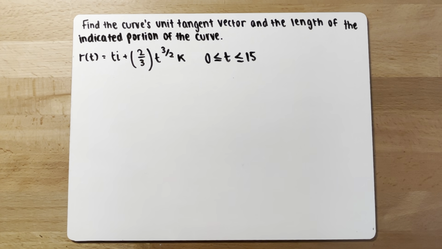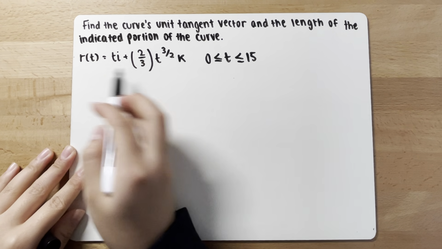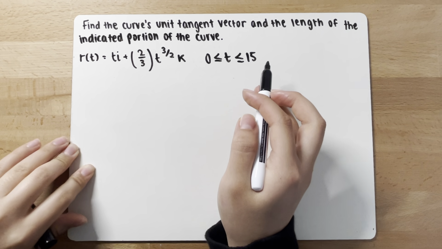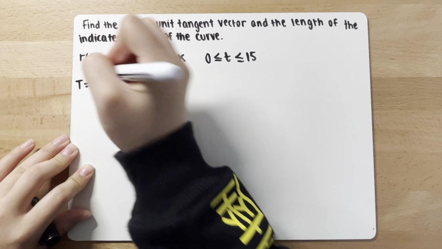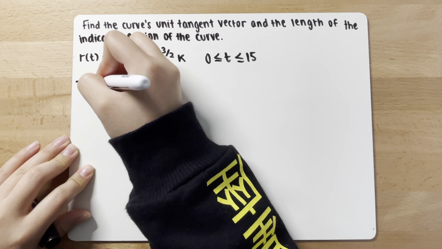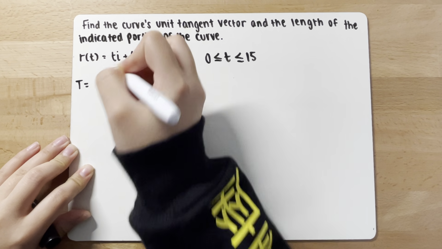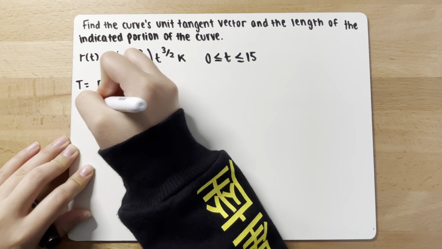Find the curve's unit tangent vector and the length of the indicated portion of the curve. We have the function right here. We have the portion right here. Begin by finding the unit tangent vector. Recall that the unit tangent formula is the derivative of the function over the magnitude of its derivative.